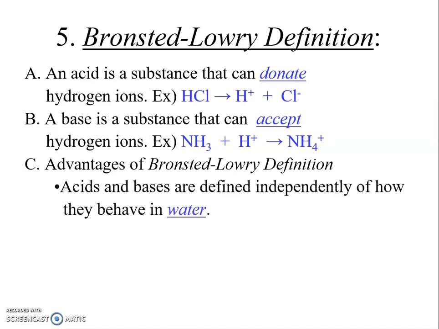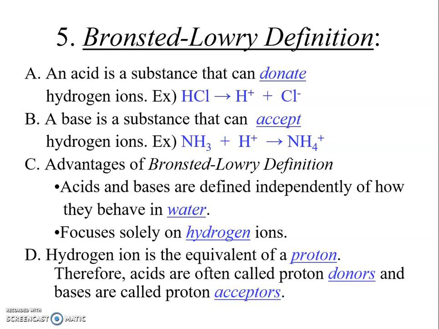So there are some advantages to this definition. One is that acids and bases are defined independently of how they behave in water. It also focuses solely on what's happening with the H+ ion, the hydrogen ion. Please recognize that a hydrogen ion is the equivalent of a proton, because a hydrogen atom has a proton and an electron. So H+ means it's lost that electron, so all that's left is the proton. Therefore, acids are oftentimes called proton donors, and bases are called proton acceptors.